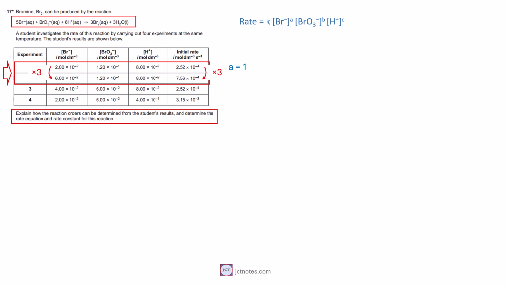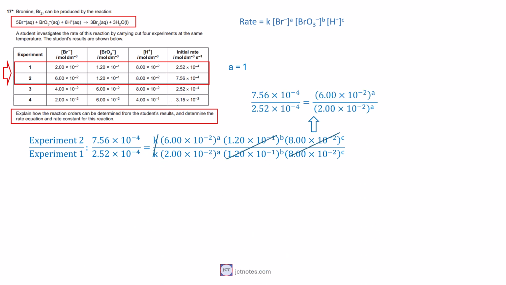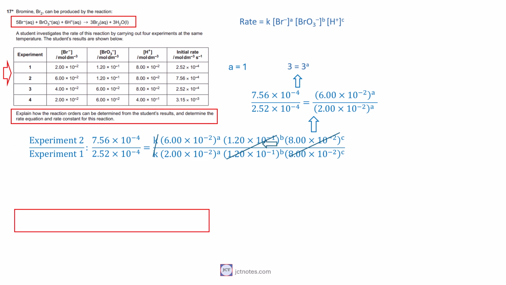Or using a more systematic approach, if we replace the data given for experiment 1 and experiment 2 in the rate equation and divide the expression obtained for experiment 2 by the expression obtained for experiment 1 and simplify, we get that 3 equals 3 to the power of A, then A equals 1.